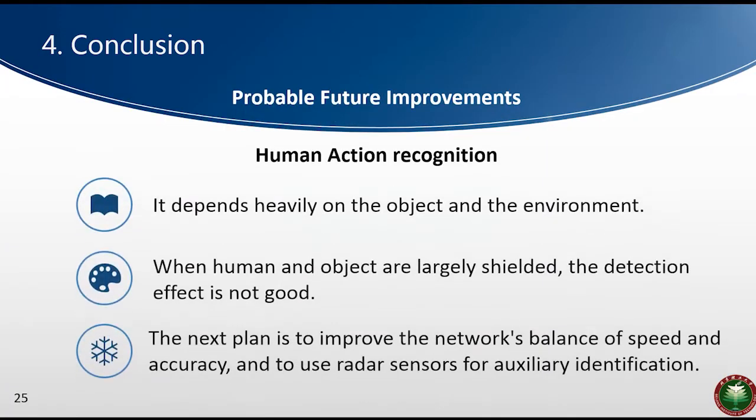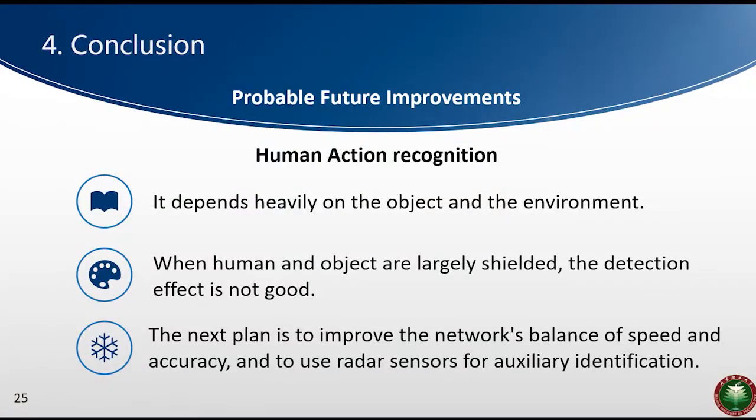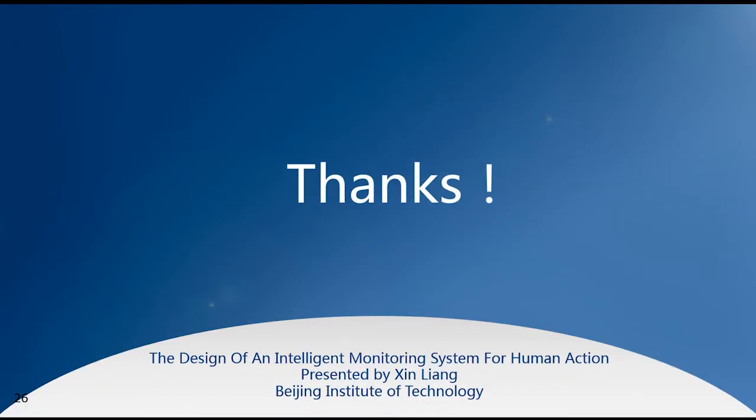But now, the system depends heavily on the object and the environment. When human and object are largely shielded, the detection effect is not good. So we plan to improve the network's balance of speed and accuracy, and to use depth sensors for recognition in the future. That's all. Thank you.